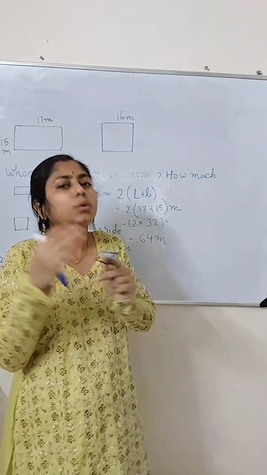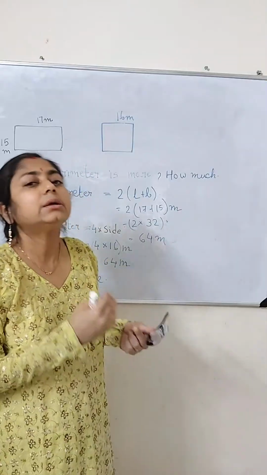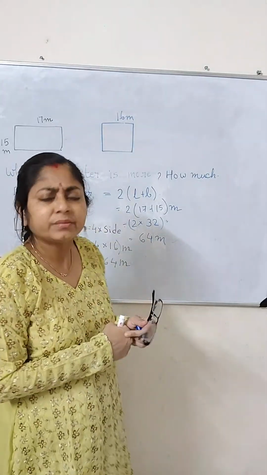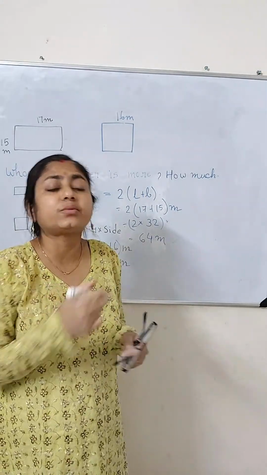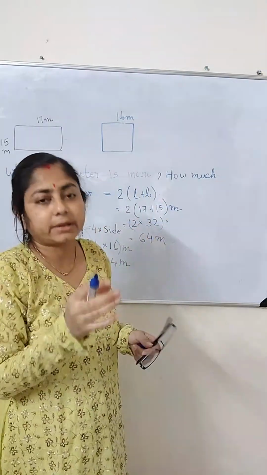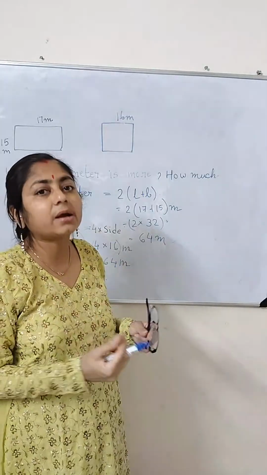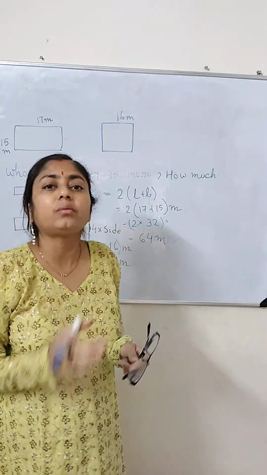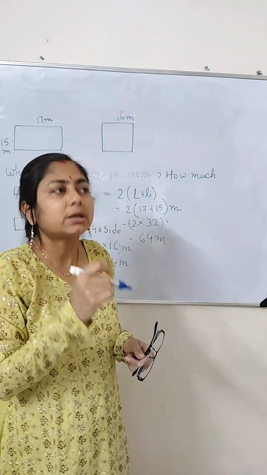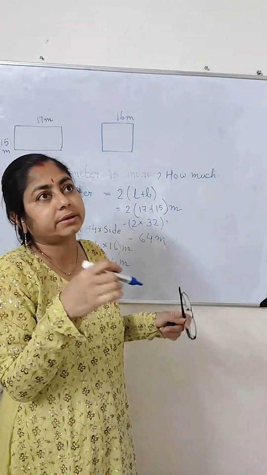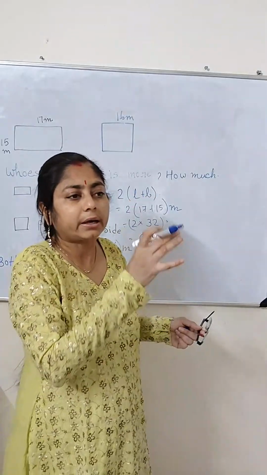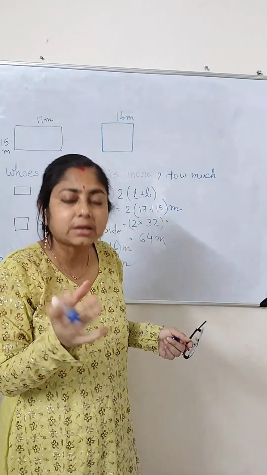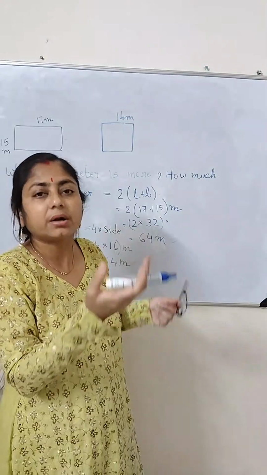If one is more and one is less, in that case you take the small one and subtract it from the big one and find out the difference. Then you write this: suppose the rectangle perimeter is more, so you write rectangle perimeter is more, and what is the subtraction result? You write this is our difference.